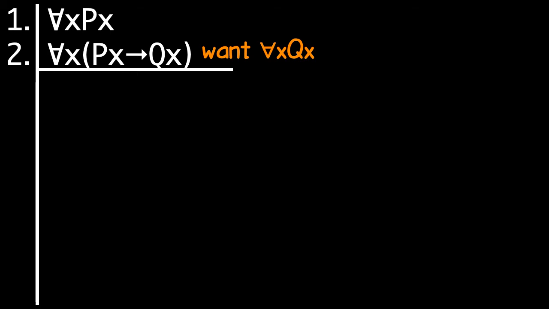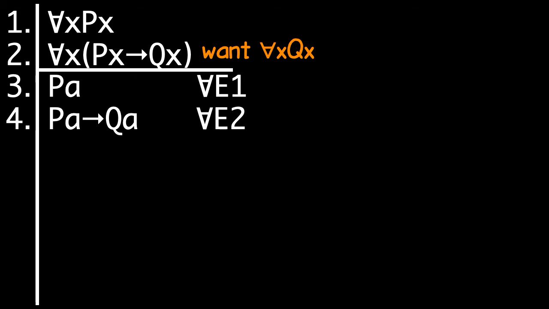Let's set up the proof in the usual way. We write down the premises. They're universally quantified sentences, so we can use universal elimination. For example, if we pick the constant a, we can write down Pa and Pa arrow Qa. Those two things, lines 3 and 4 together, allow us to write down Qa by arrow elimination applied to lines 4 and 3. But that only shows Qa, and the conclusion we want is for all x Qx.